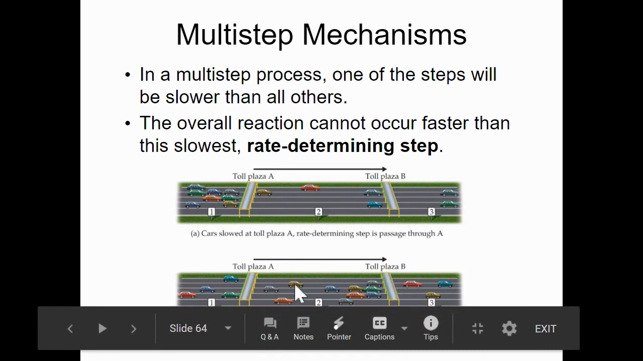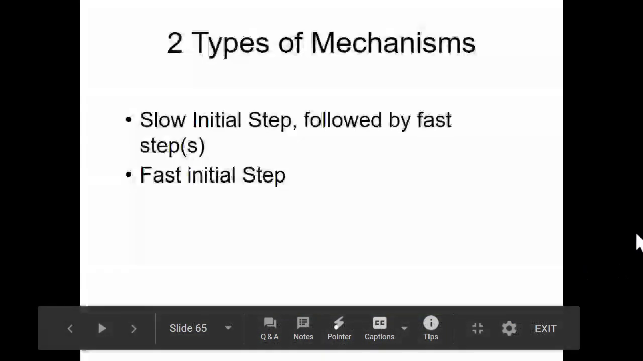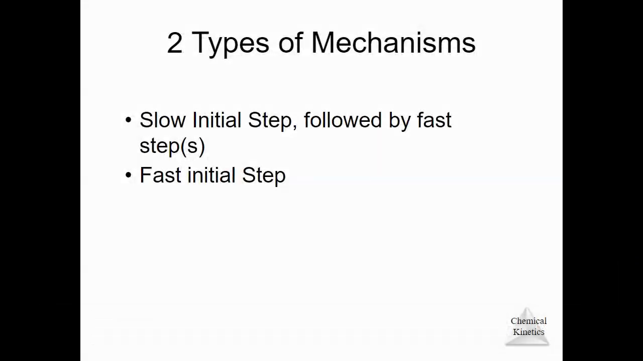And then inversely, or I guess another example, if Toll Plaza B was the slower of the two steps, then that would be considered our rate determining step. So it's really quick through the first step, but then the second step slows it down. So you have to be able to look at a mechanism and determine which type it is.